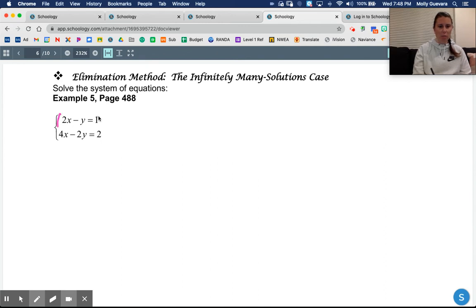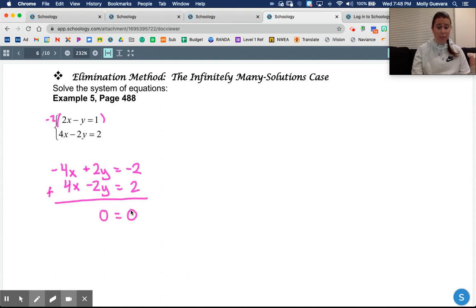So again here, I kind of like the x's because all I have to do is multiply by -2. So let's just do that. So that gets me -4x plus 2y equals -2. And then I have 4x minus 2y equals 2. And if I add those together, I get 0 on the left and 0 on the right, which is a true statement, right? 0 does equal 0. So this means that it's all real solutions.